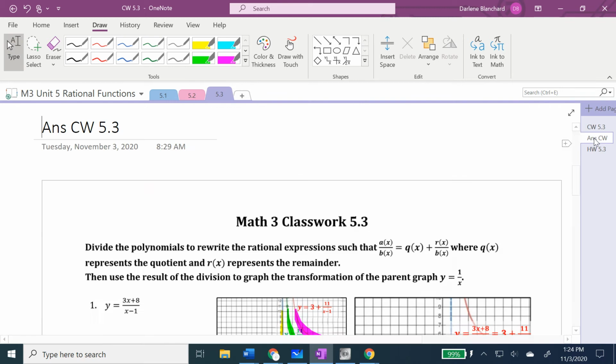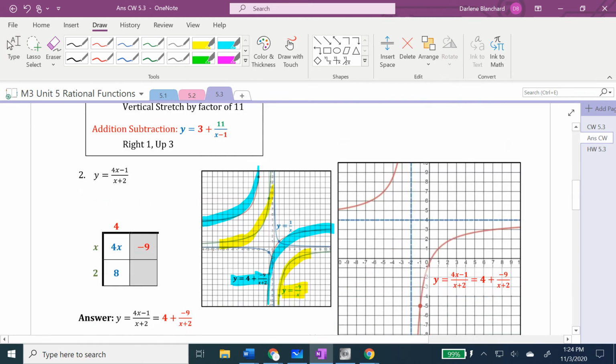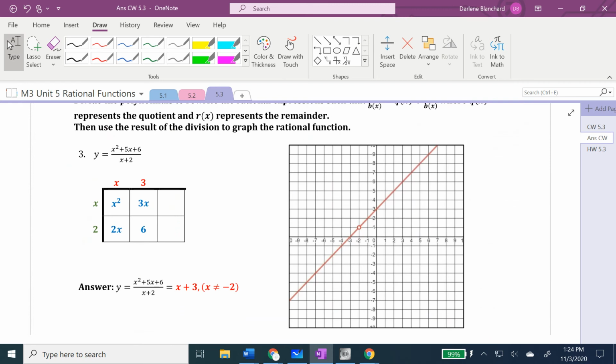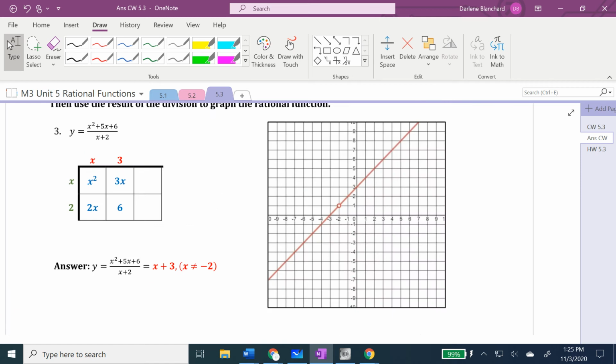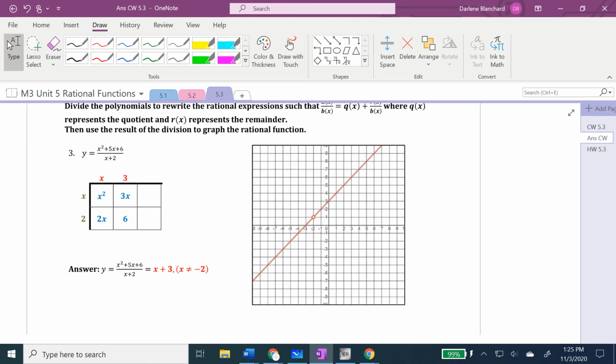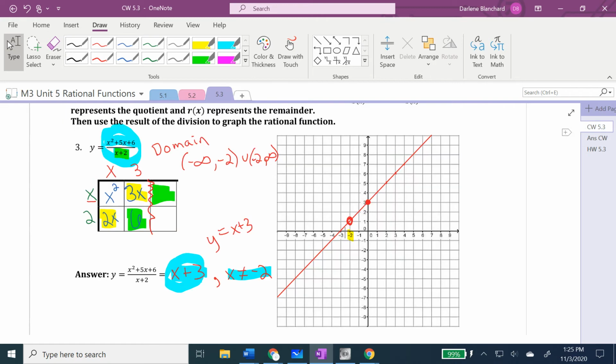And the graph that I have in the answers, I was able to draw that hole in. But I don't expect you to easily just be able to, it's not going to look fantastic. You just want to know that this particular rational function is actually just a line with one point in its domain missing.